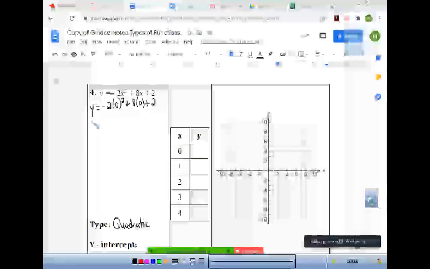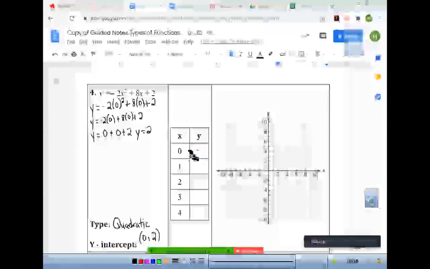So let's start with our exponent. We've got 0 to the second power. 0. We got -2 times 0. 8 times 0. 0 plus 0 plus 2. 2. So my y-intercept is 0, 2. And if you notice, that's actually the first part of our table. So I'll go ahead and fill that in.